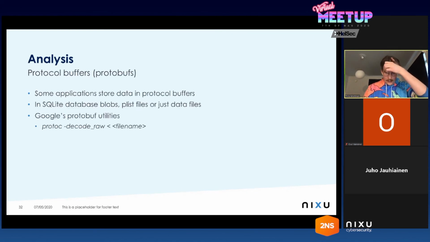Then if you find a binary, or actually you usually see it as a hex string or a binary file that doesn't make any sense to you, it might be protocol buffers. Some applications are using these more and more nowadays. It's worth trying the Google protobuf utilities to see if you can decode the data. If not, it's something else, but it's maybe worth a try.